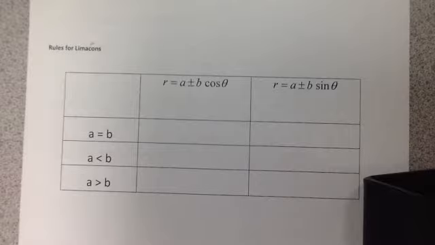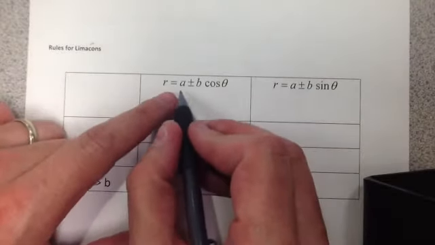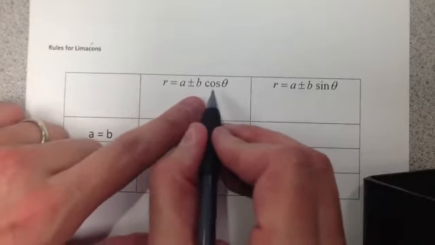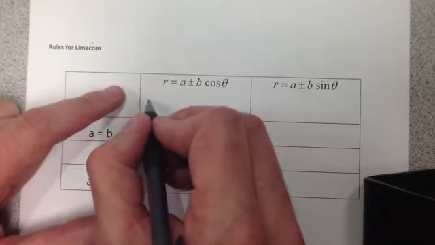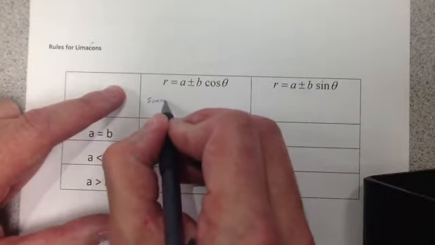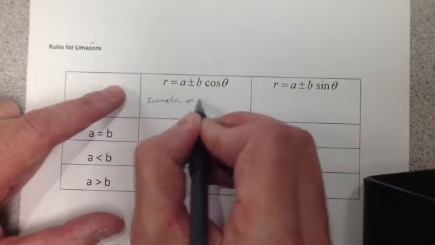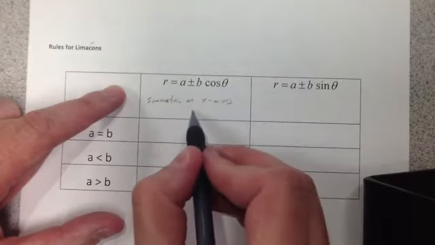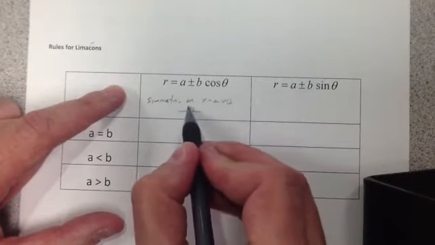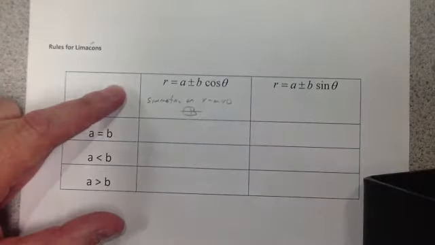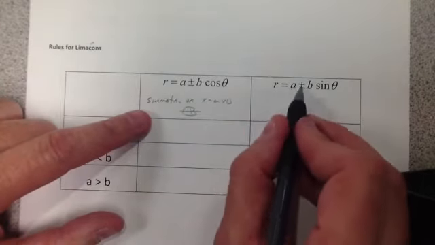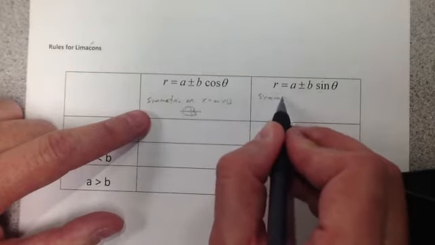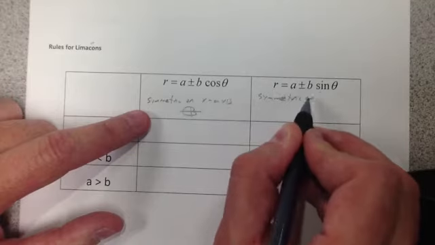All right, anyway, so to do a limaçon, this is the rule. It's r equals a plus or minus b cosine theta. Now, if it's cosine, it's going to be symmetric on the x-axis. In other words, like a cardioid, it's going to always be along the x-axis, like so. If it's a plus or minus b sine of theta, it's going to be symmetric on the y-axis.